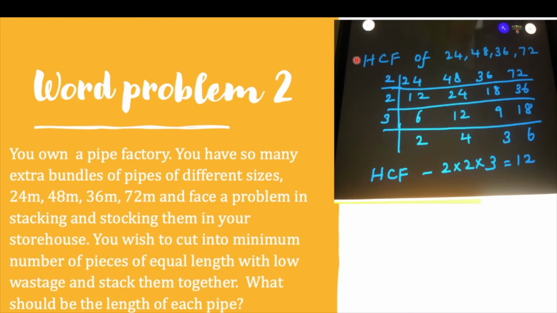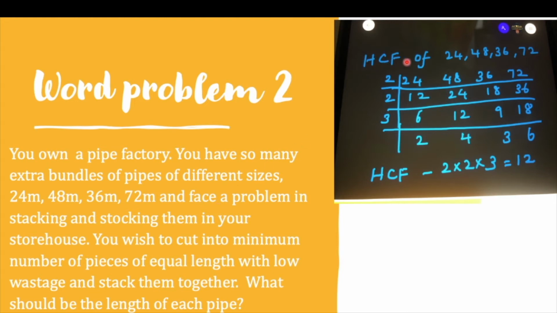Yes, if you thought of finding the HCF, you are right. Why HCF? Because you are going to cut the pipes into smaller pieces. So whenever there is cutting or distribution involved, you are going to make the numbers smaller. So whatever numbers are given are going to get smaller because you are cutting them. So let's talk only about cutting. You are going to cut them into smaller pieces.